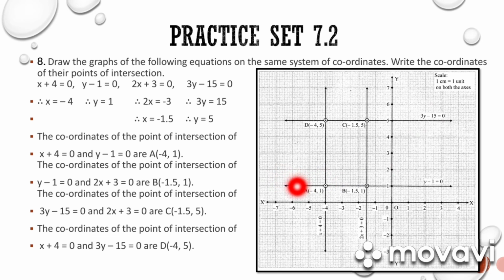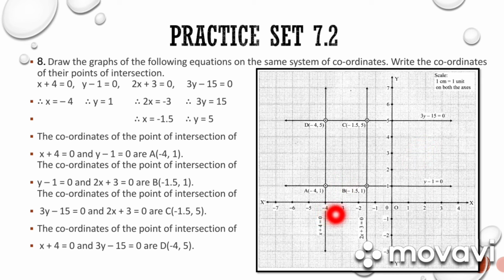We will plot the points A(-4, 1) and B(-1.5, 1). C is (-1.5, 5) and D is (-4, 5). After joining all the points, we will extend the lines to pass through the y-axis and x-axis, and we will write the equations of the lines.